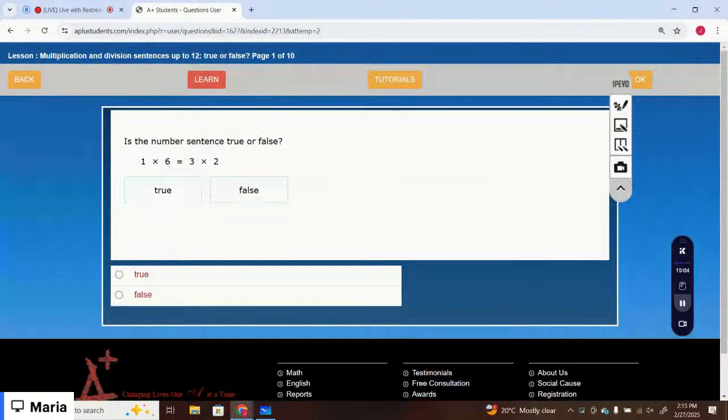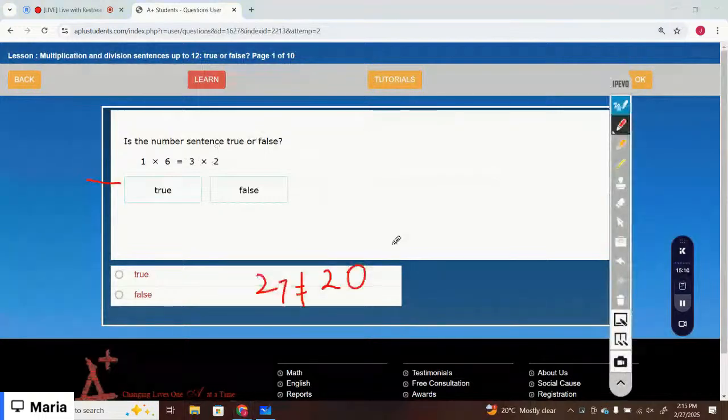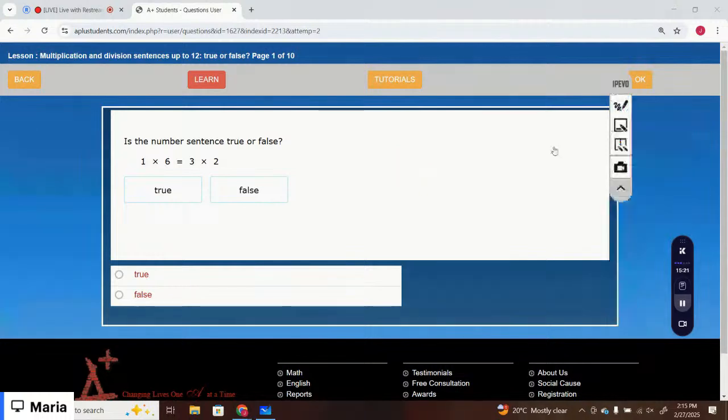Is the number sentence true or false? 1 times 6 equals 6. And 3 times 2 equals 6. So both sides are exactly equal. That means true it is. Option number 1 is the correct option.